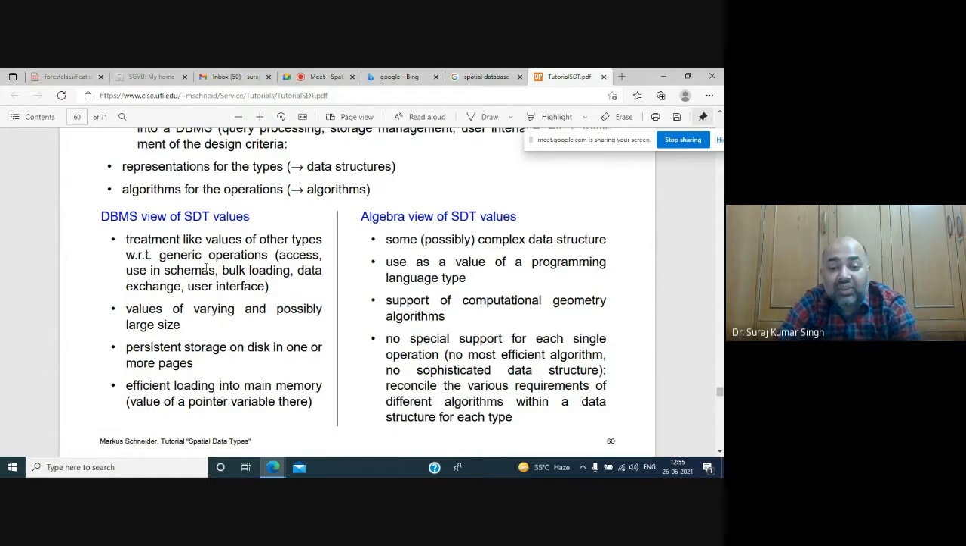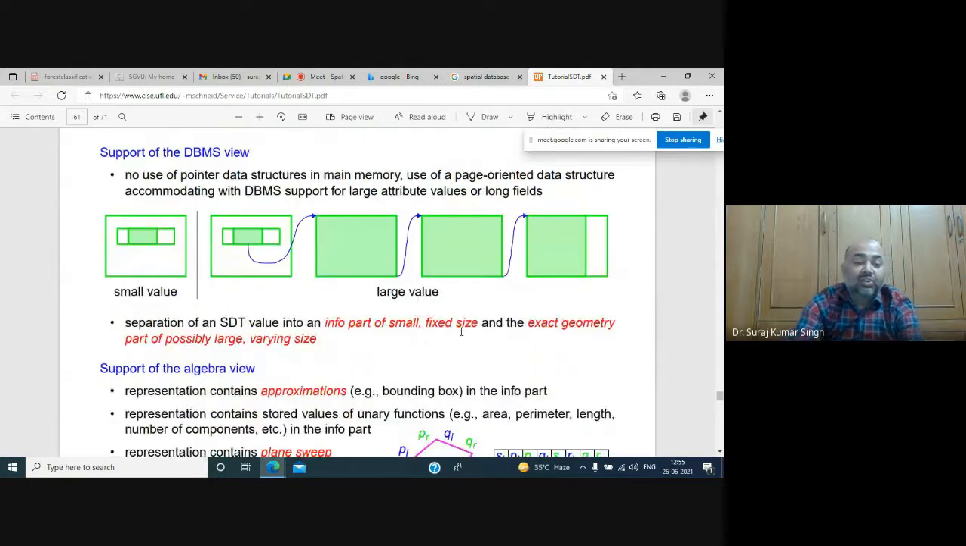Then the algebra view of SDT is complex data structure, use as a value of programming language type, support of computational geometry algorithms, no spatial support for each single operation means no most efficient algorithms, no sophisticated data structure, reconcile the various requirements of different algorithms within a data structure of each type. So you can see that the support of DBMS value: no use of a pointed data structure in the main memory, use a page oriented data structure accommodating the DBMS support for a large attribute values or long fields. So you can see this is a small value and this is the larger value.